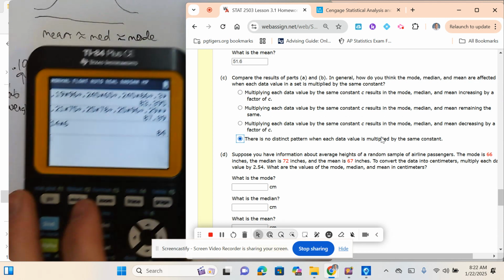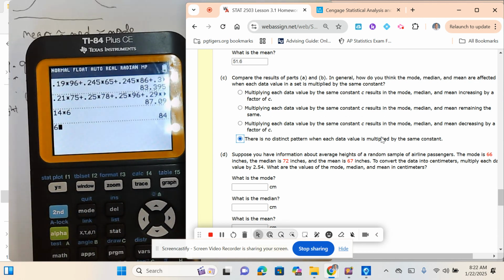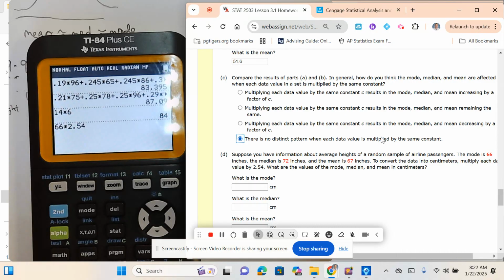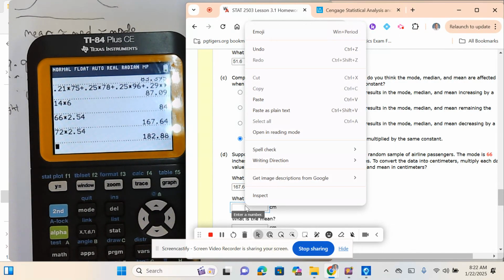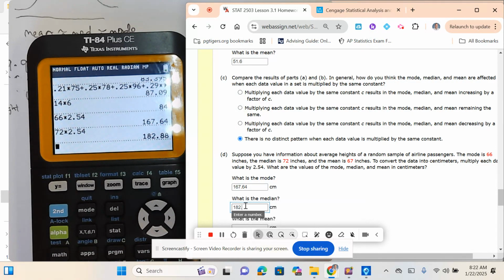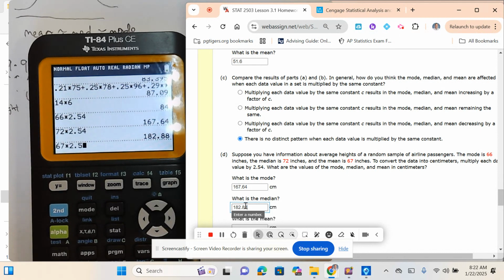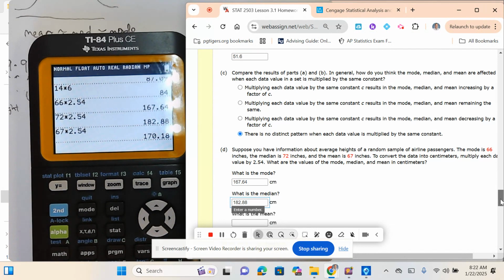Multiply by 2.54. So I'm going to take my mode, 66. So that's what we proved. You multiply by a constant, it's just going to be multiplied by a constant like 2.54. My new values will be increased by a factor of that. So it'd be 167.64. The median, 72 times 2.54, 182.88. And then my mean would be 67 times 2.54, 170.18.